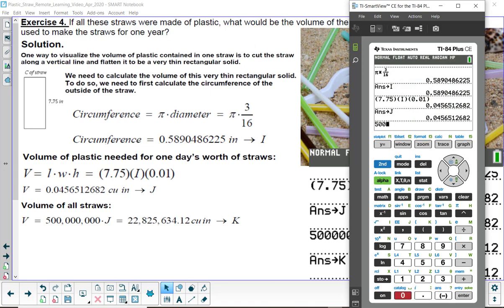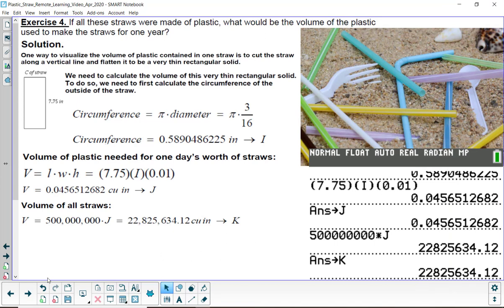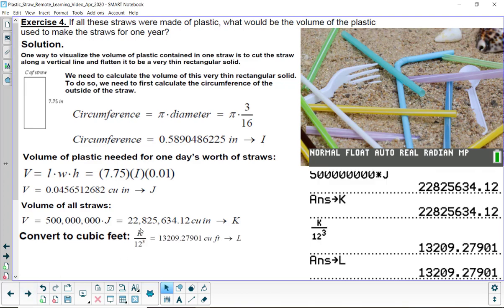So that's 500 times alpha J, and I'll store that into alpha K, which is above the parentheses. So this volume is in cubic inches. We need to convert that to cubic feet. So we need to divide this not by 12 and not by 12 squared, but by 12 cubed, because 1 cubic foot is 12 times 12 times 12 cubic inches.